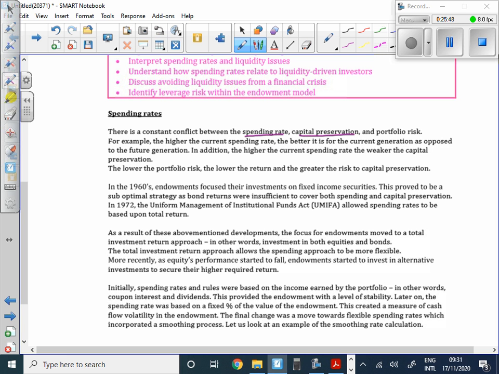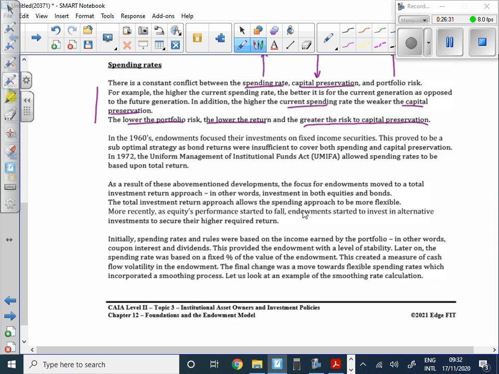On the other side, capital preservation, because remember, guys, the more you spend, the less capital you're likely to have, and the higher your portfolio risk is likely to be. By way of example, the higher the current spending rate, the better it is for the current generation, much more so than the future generation, and the higher the current spending, the weaker the capital preservation. And on the other side, the lower the risk, the lower the return, but then of course, a greater chance of capital preservation because I'm not taking too many risks. A little bit of theory over here, don't spend too much time on it.